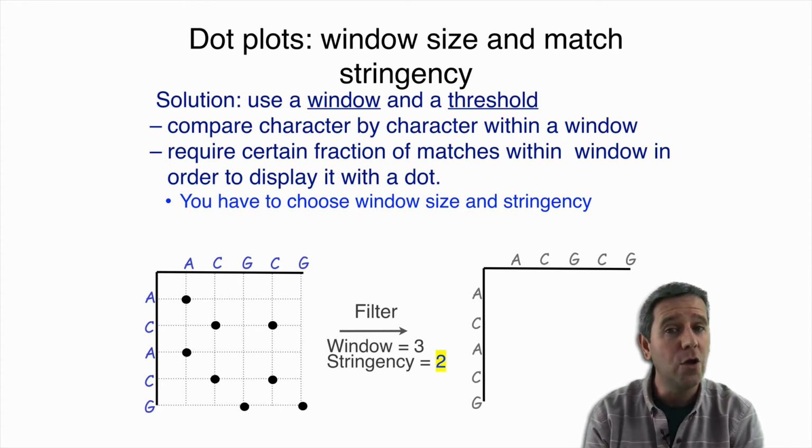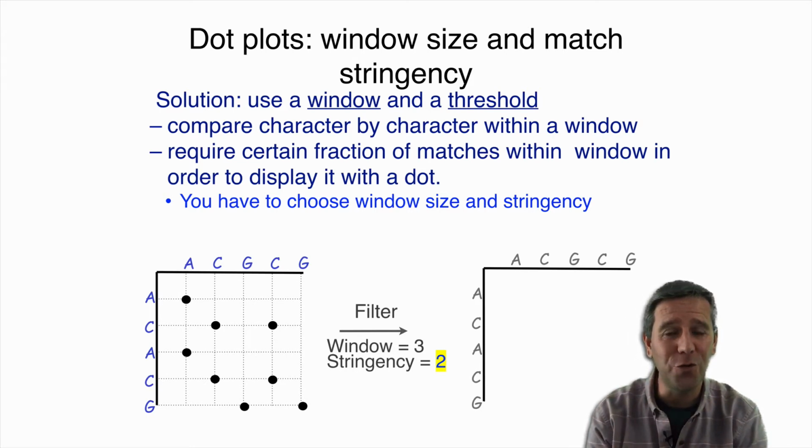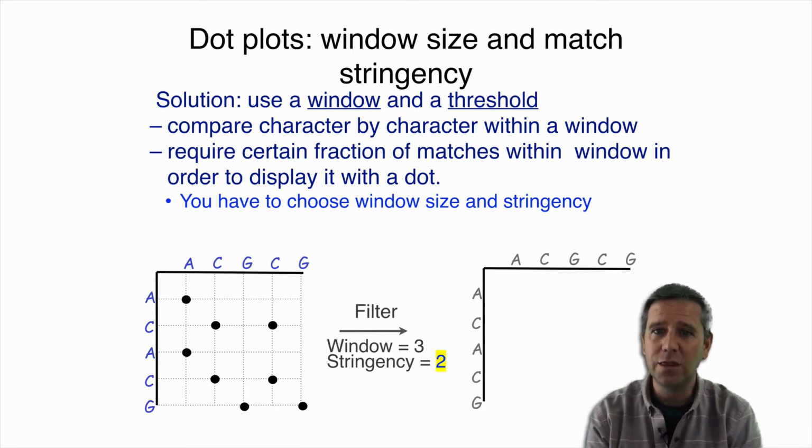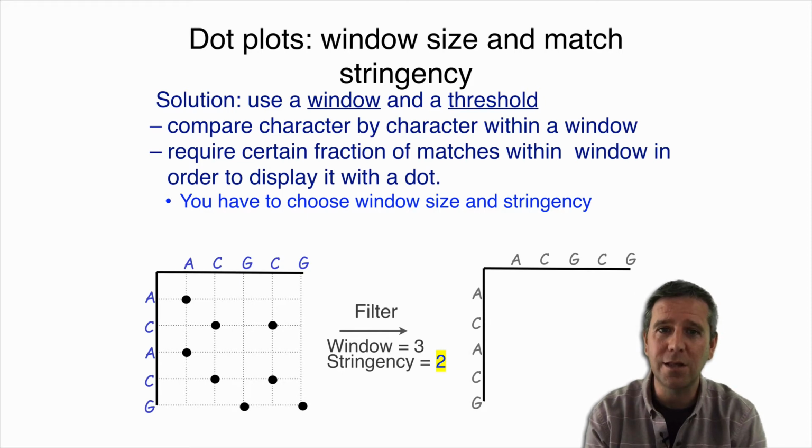Okay, now that's kind of extreme, and we don't have to be so stringent. We can actually reduce our stringency to a lower value. So in this case, let's try a threshold of 2. What this means is that we'll only require 2 characters within our window pairs to match in order to put a dot in our dot plot matrix. So that's our stringency of 2.